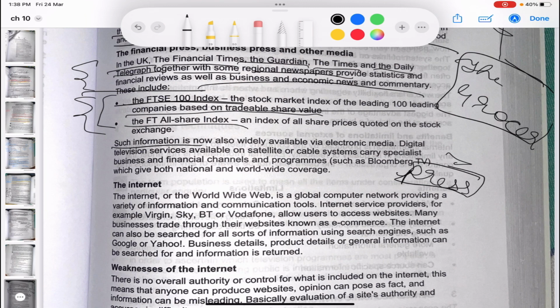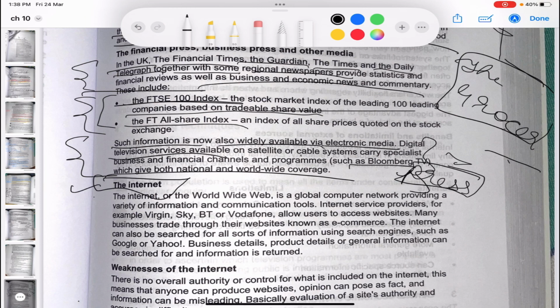Such information is now widely available via the electronic media, digital television services on satellite, such as Bloomberg TV and etc. So these are some of the external information sources.